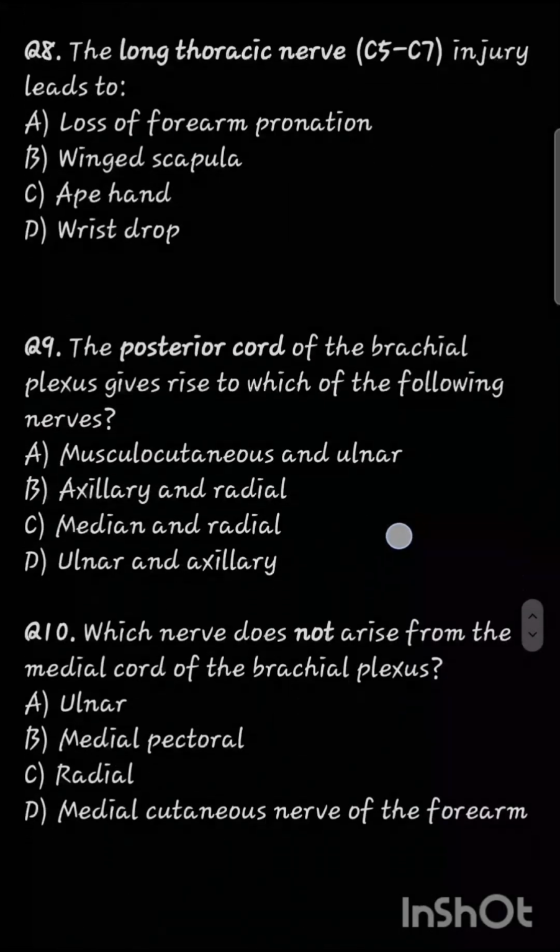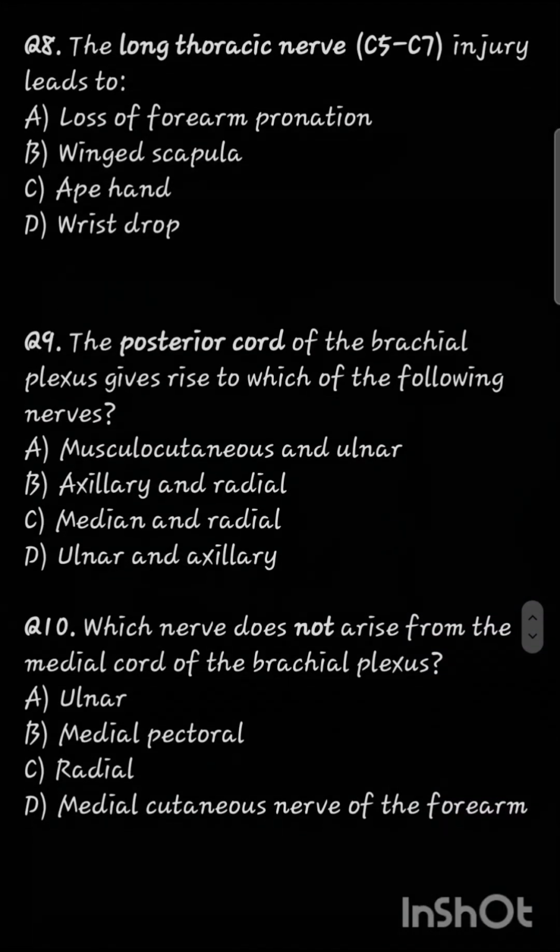To the eighth question: the long thoracic nerve injury leads to. The long thoracic nerve arises from C5 to C7. The muscle supplied by the long thoracic nerve is the serratus anterior. When this muscle does not get any nerve supply, winging of the scapula takes place. So option B is the correct answer.